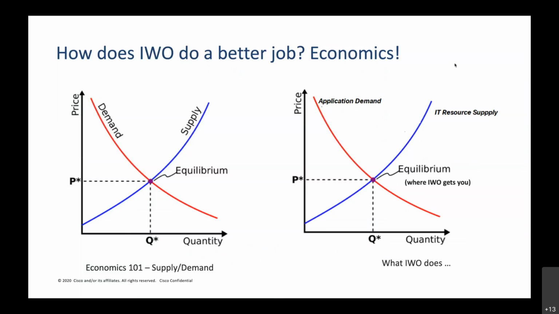IWO, or Turbonomic, I use different names for it, but let's just say IWO, is an interesting system. It uses a supply-demand model in modeling the applications. And basically, when it looks at an application, it uses a supply-demand model. And what is a supply-demand model? We'll go back to economics 101.